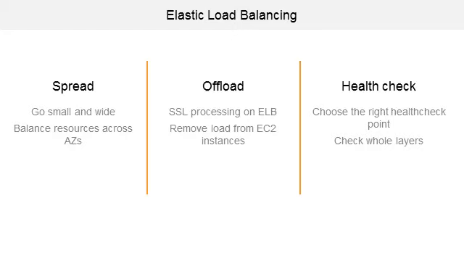That's important for performance reasons. So what you can do with the ELB is you can spread your load. You can go small on your instance types to reduce costs, but you can go wide to improve availability, and you can balance your resources across AZs. So if an AZ fails, your application will self-heal and additional instances will be started in those availability zones that remain. You can offload some processing onto an ELB, specifically SSL processing, and you can also use pretty complicated and sophisticated health checks with an ELB.